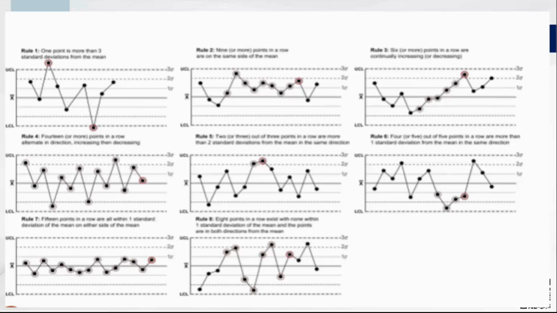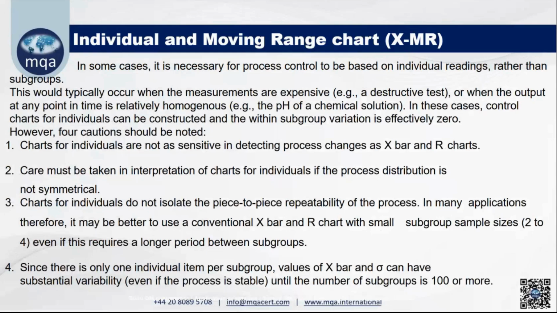So, there is a standard method, like we can see there is a problem in the process. Now, what is individual moving range? I told you about the ventilator system. Ventilator system, what is there?